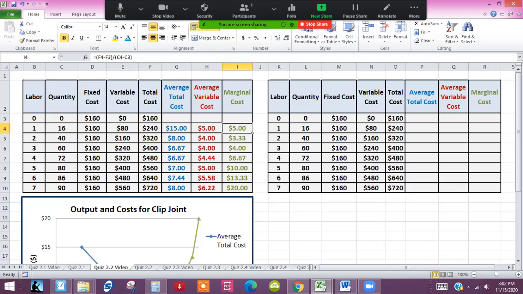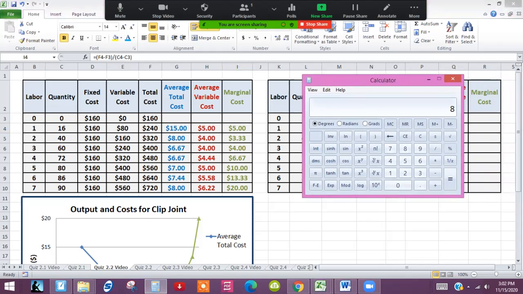And then we've got to divide by the difference in the quantity, which here is going to be 16. So let's just see what's going to happen here. If we go 240 minus 160, which is our difference in total cost, equals, and then we're going to divide by the difference in the quantity right here. Okay, so we're going to divide by 16. That's going to give us our marginal cost of 5. So $5 per unit. Okay, so you've got to divide by the quantity.